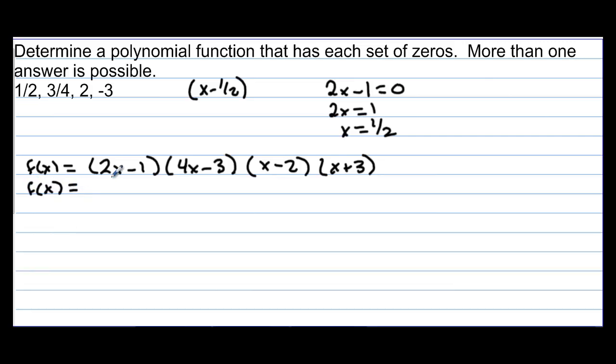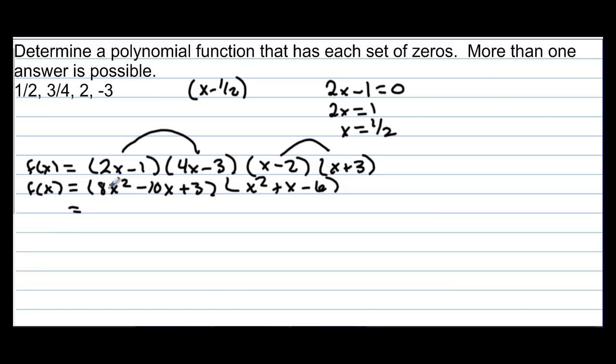To complete this, I'll have to FOIL these two together and FOIL these two together, which we will get 8x squared. I have negative 6 and negative 4, that's negative 10x. And then negative 1 times negative 3 is plus 3. And then when we FOIL these two together, we get x squared plus x minus 6.